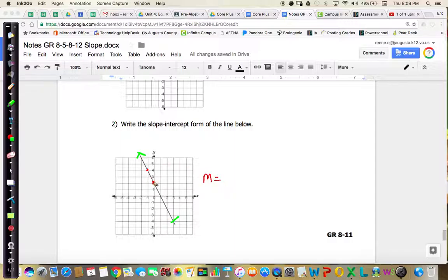So m equals, and I'm going to go up positive 2 over negative 1. So my rise is positive 2. My run is negative 1, so 2 divided by negative 1 is negative 2. So my slope is negative 2. My b is where it crosses the y-axis, so my b is positive 2. So put the 2 together. My equation is y equals negative 2x plus 2.